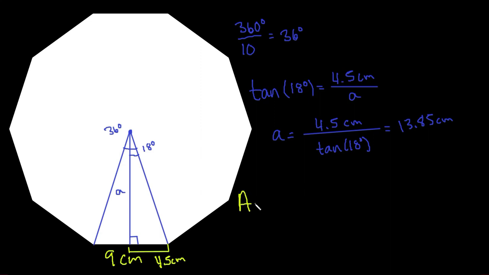So my area now, 1/2 times 13.85 centimeters times, remember this is a decagon, a 10-sided shape. Each side is 9 centimeters, so our perimeter is 90 centimeters. Plug this in all the way, you're going to get 623.23 square centimeters.